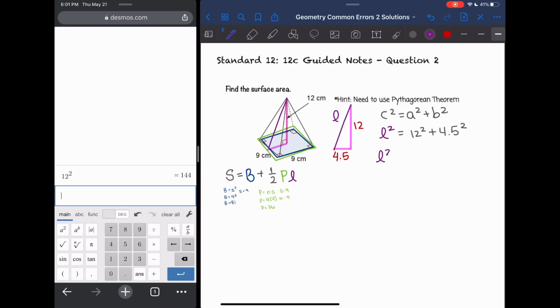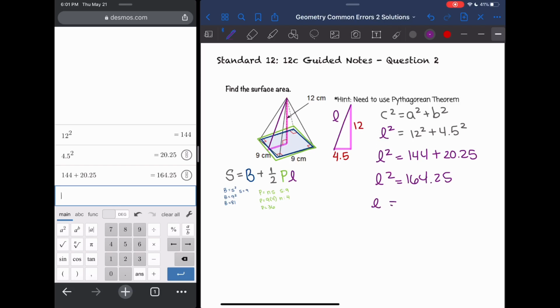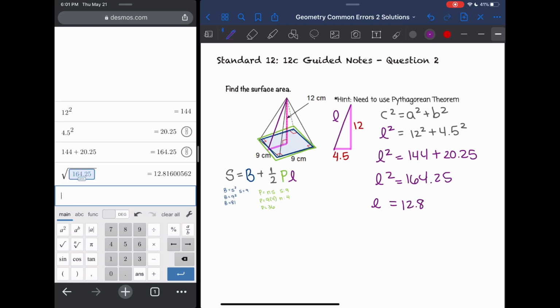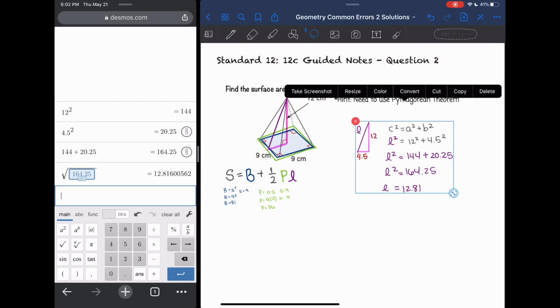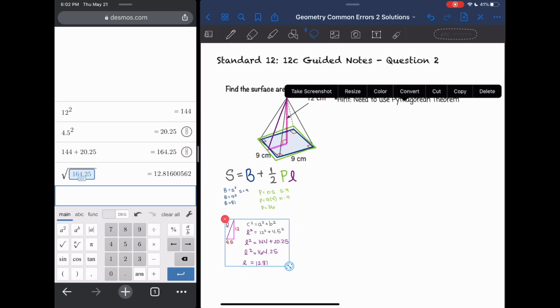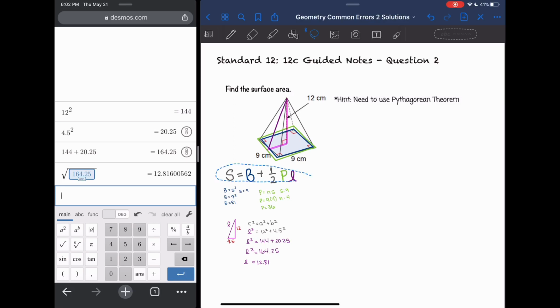So our slant length squared is going to be 144 plus 20.25. So our slant leg squared is 164.25. In order to find what the slant length is, we can find the square root of 164.25, which is 12.81. With that, we now have all of our components to find the surface area of our pyramid.